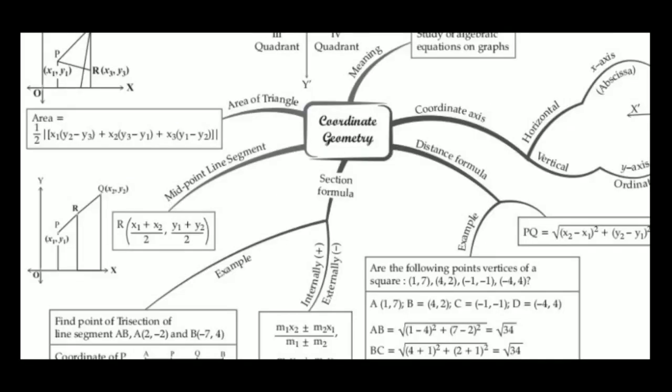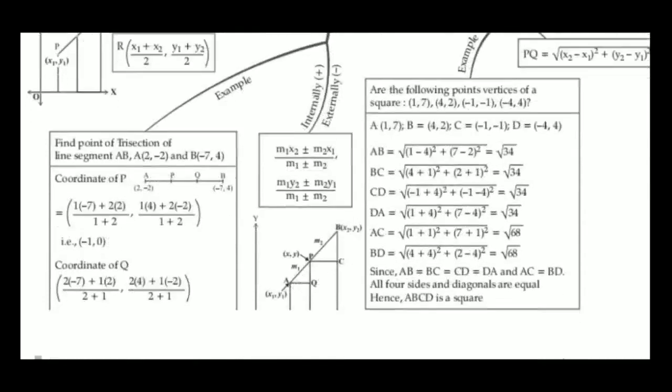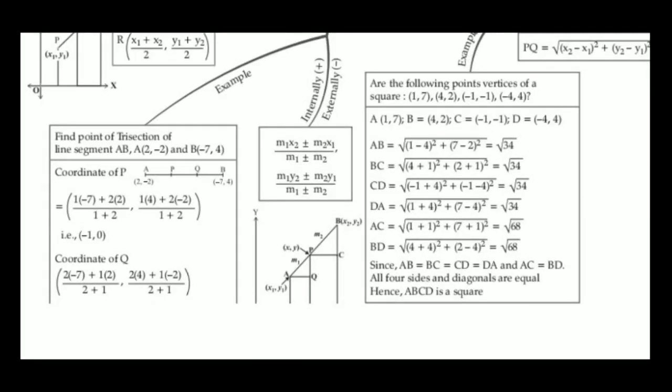After finding the distance formula, we will do its applications, and then we will start the section formula. In this formula, there are two points, A and B, whose coordinates are x1, y1 and x2, y2, and these two points are divided by a point P, whose coordinates are x, y. This point divides the line segment AB in a definite ratio, m1 and m2.